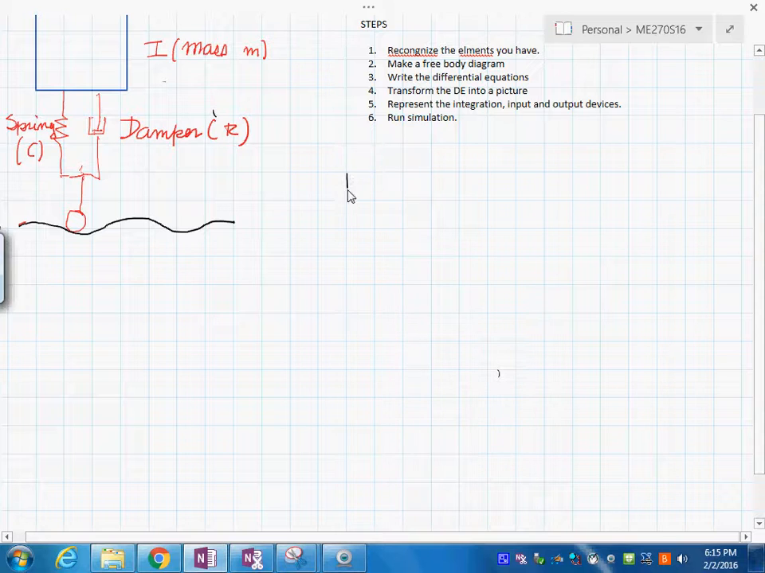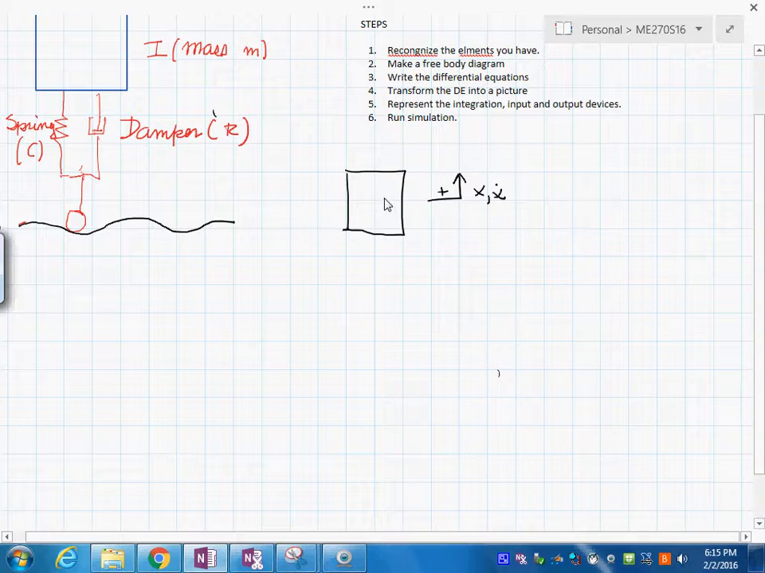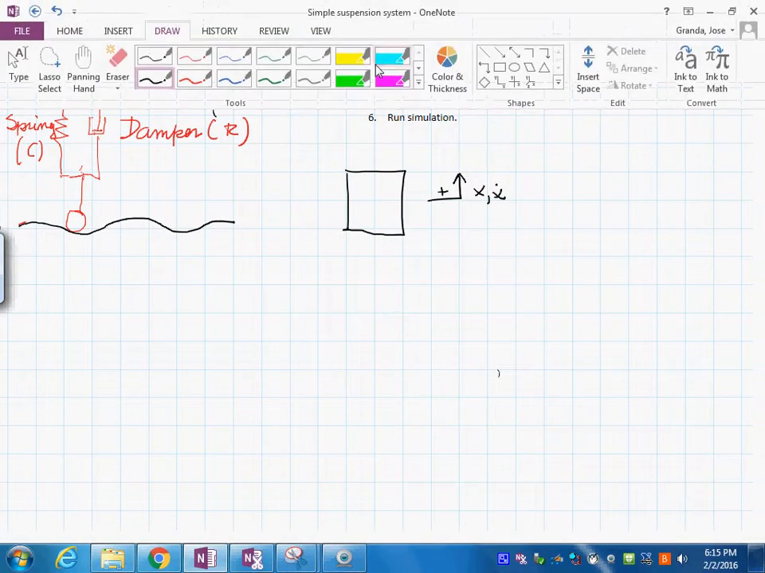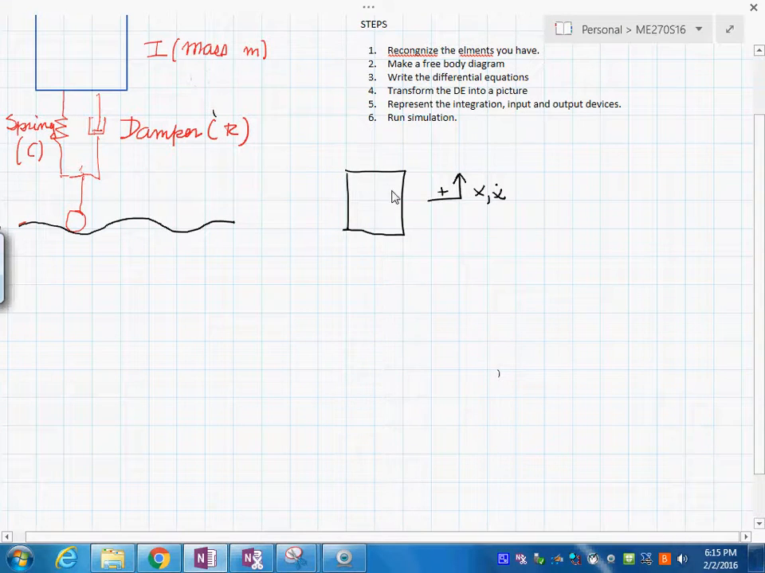Okay, so we have the mass in here, and if you define this direction of motion as positive, positive for x and x dot, like this. And then what are the forces that the subject is exposed to? First of all, we'll have the weight that is acting here, which is mg. And then when this moves up, there's going to be a resistance the other way.